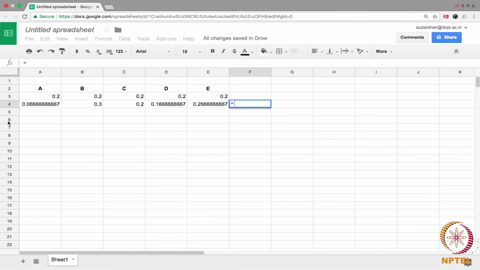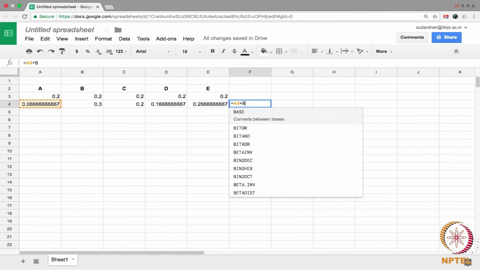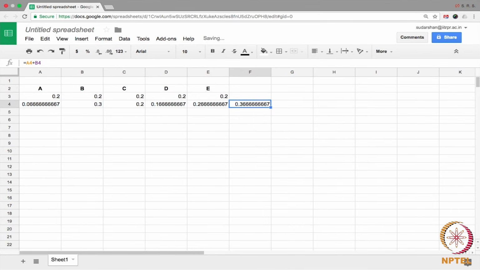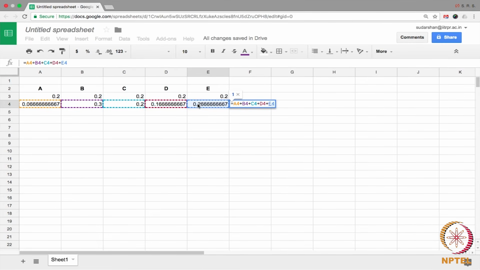A good way to check whether it is right or not is just to see if it's equal to the entire row. Is this equal to A4 plus B4 plus C4 plus D4 plus E4? It should be 1. Perfect. Which means the values are properly put. Let me delete this now.